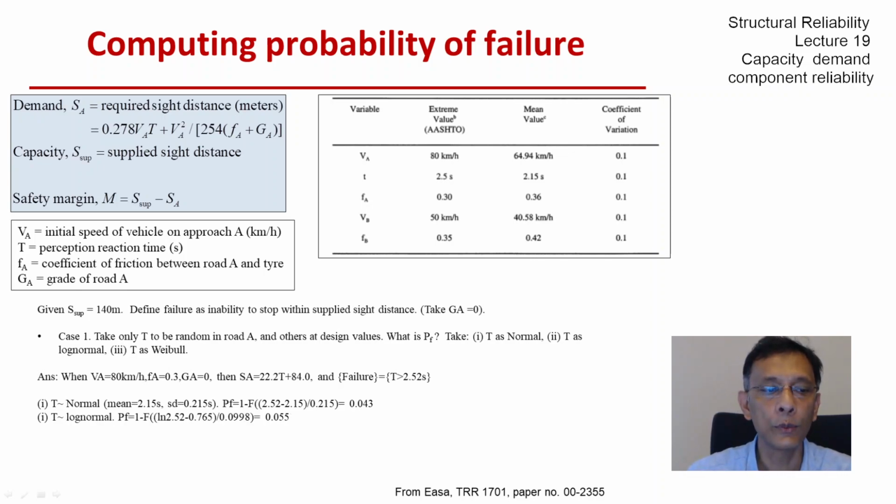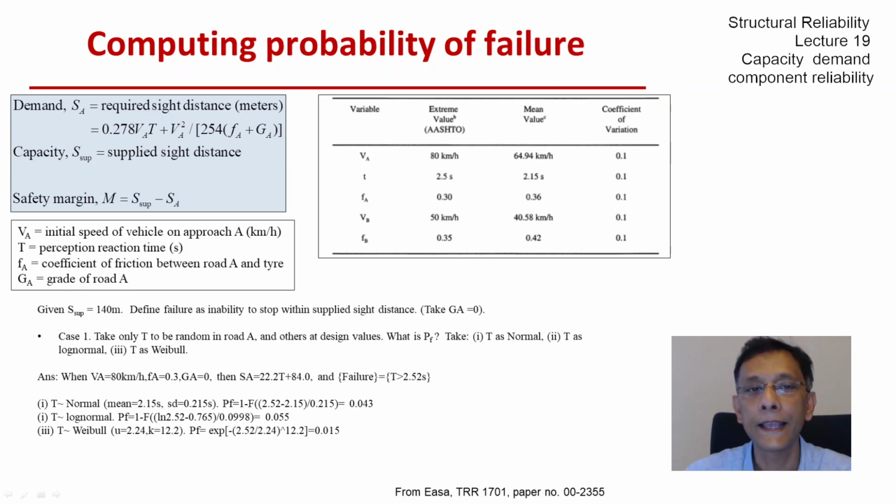When t is log normal, we can solve it, and the answer is a little different. When t is Weibull, we can also solve it. The answer is again smaller. So clearly, and we know by now, that the distribution of the random variables can significantly affect the answer in terms of PF or reliability.